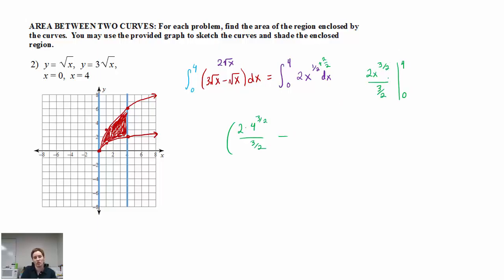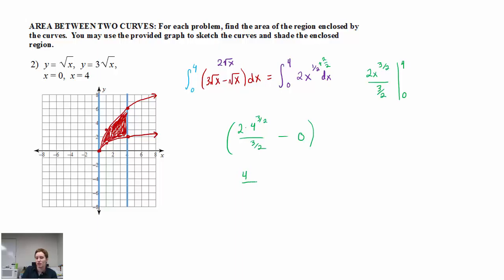And then you can do the same thing with 0, but you should get 0 because 0 to any power is 0, and then it just makes the rest of it 0. The other thing though is if you don't have your calculator, or if you want to understand what's happening here, when you divide by 3/2, you're going to be multiplying by the reciprocal.